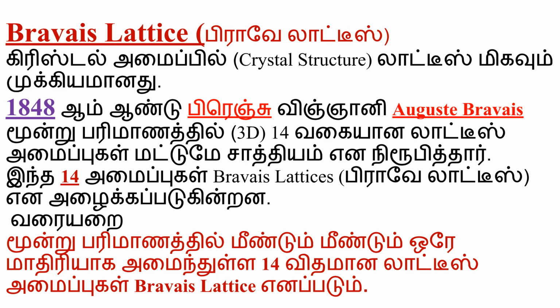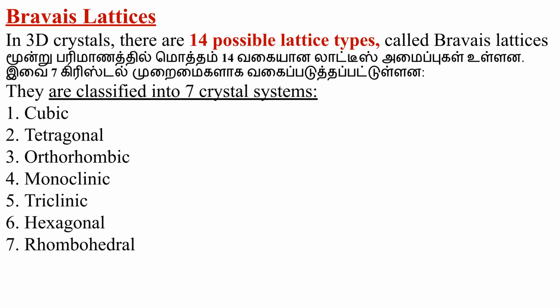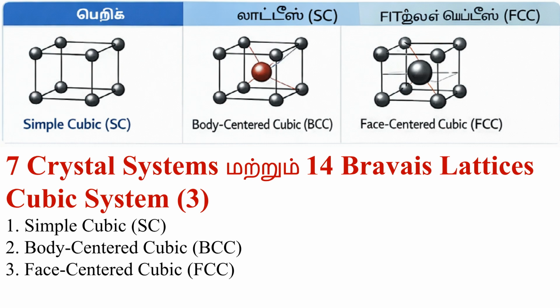In 1848, French scientist Auguste Bravais proved that only 14 types of lattice structures are possible in 3 dimensions. These are known as Bravais lattices. The 14 Bravais lattices are classified into 7 crystal systems: cubic, tetragonal, orthorhombic, monoclinic, triclinic, hexagonal, and rhombohedral. The cubic system includes 3 types: simple cubic, body-centered cubic, and face-centered cubic.